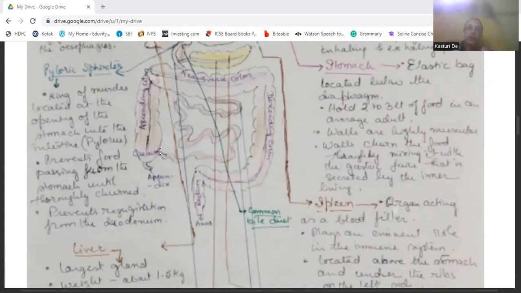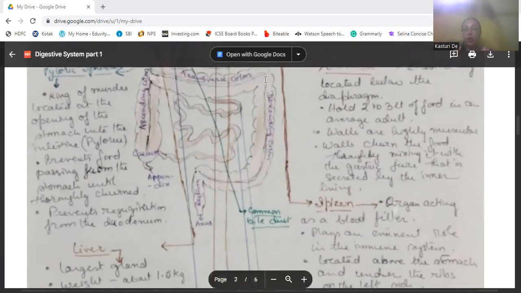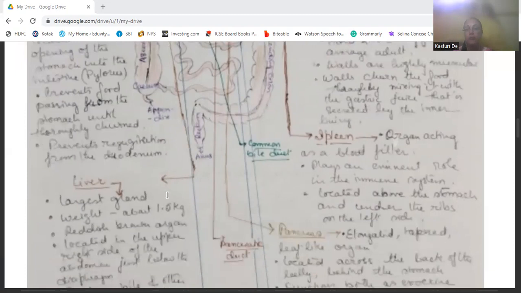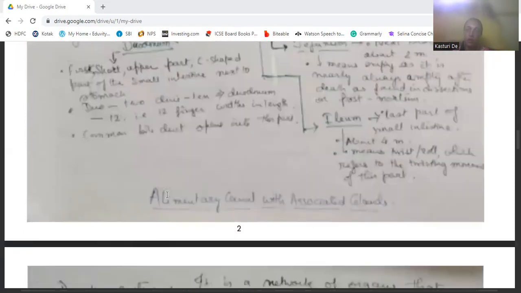At the cecum, it continues as the colon, the large intestine. The first part of the large intestine is the ascending colon, then comes the transverse colon, then the descending colon, then the rectum, and then the anus. So this is how the picture of the digestive system looks. And just below the cecum comes the appendix. We will discuss all these in detail as we move on.